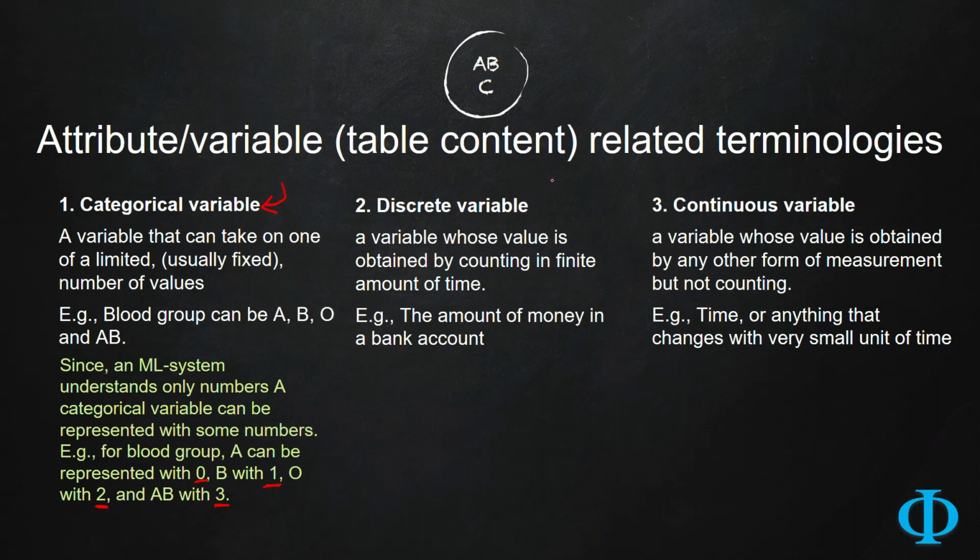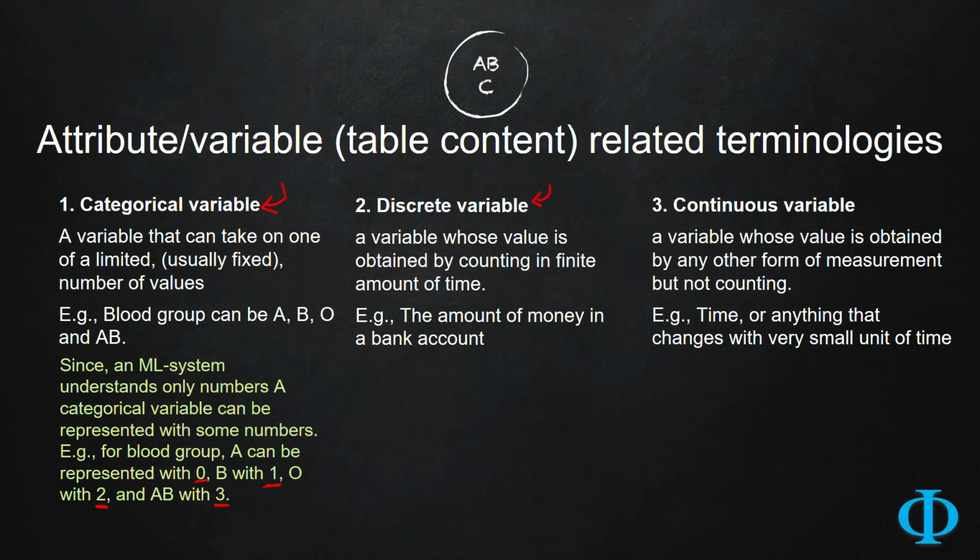The next type of attribute or variable is called a discrete variable. A discrete variable is a variable whose value can be obtained by counting it in a finite amount of time. For example, the amount of money stored in a bank account is an example of a discrete variable. A continuous variable, on the other hand, is a variable whose value cannot be obtained by counting. It can be obtained by any other form of measurement, but definitely not counting.